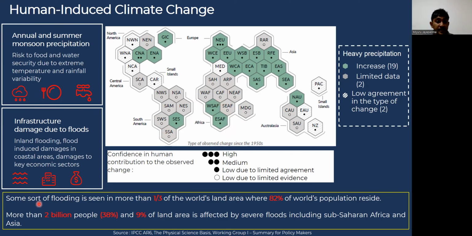And on top of that, it is being reported that some sort of flooding is seen in more than one third of the world's land, where more than 82% of the world's population reside. So I think it's quite obvious how important it is to study about floods and also to study about the impacts of climate change on floods to seek for effective adaptation measures.